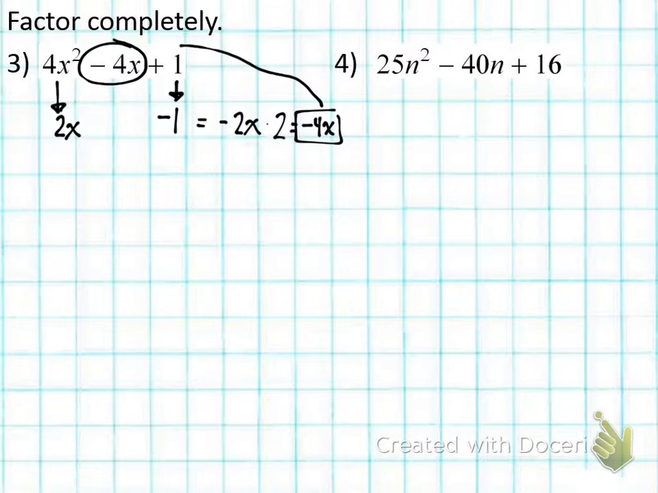What's the square root of the first term again? We said it was 2x. We're doing this together, by the way. So we're putting 2x and 2x here. Square root of the last term was negative 1. We're done.